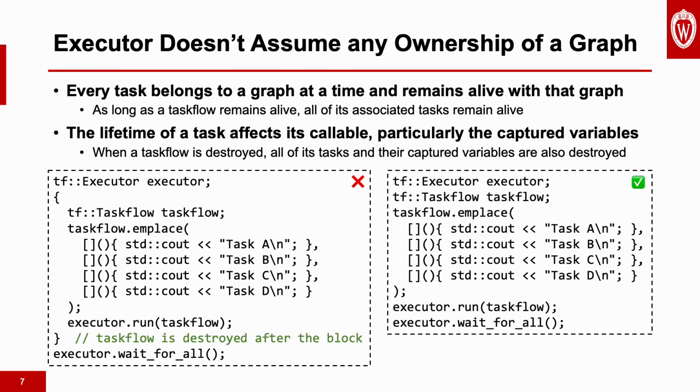A key aspect of the executor is that it does not assume any ownership of a graph. Every task belongs to a graph at the time and remains alive with that graph. In other words, as long as the taskflow remains alive, all of its associated tasks will remain alive. Understanding the lifetime of a task is very important because it affects the callable, particularly its captured variables. When the taskflow is destroyed, all of its tasks and their captured variables are also destroyed.